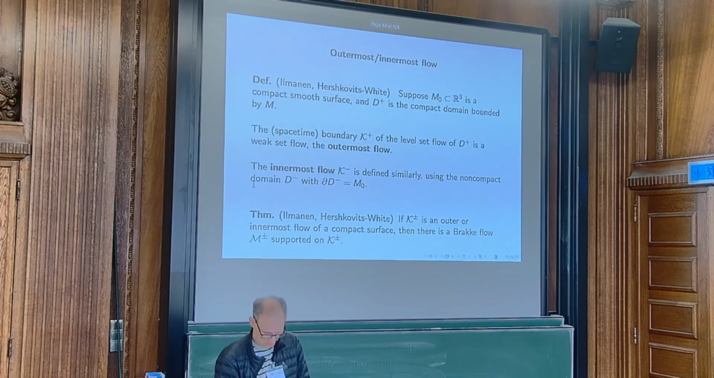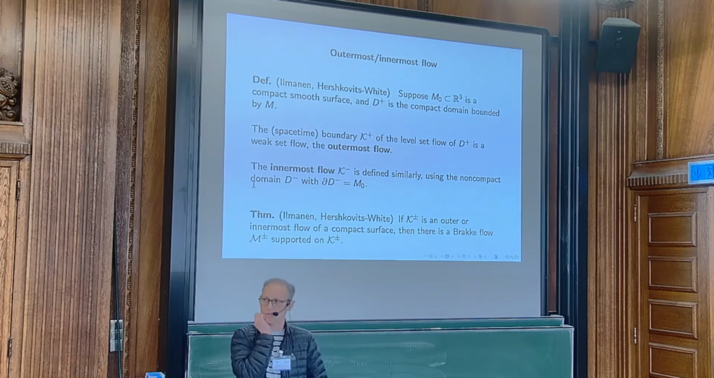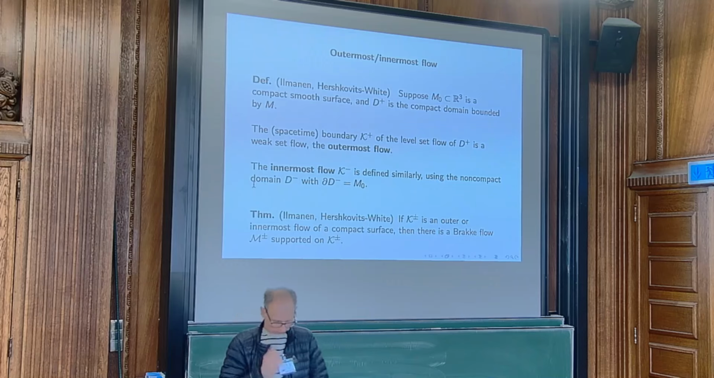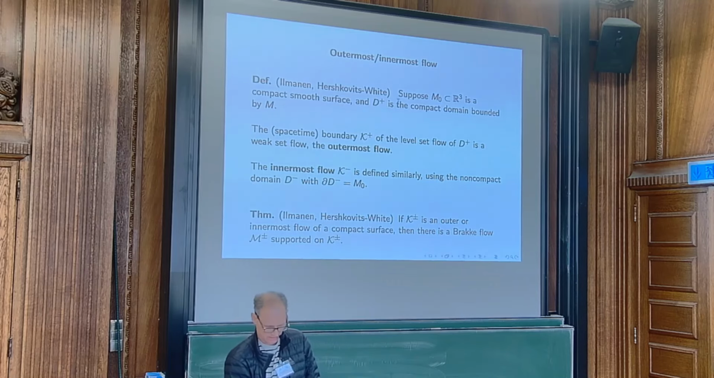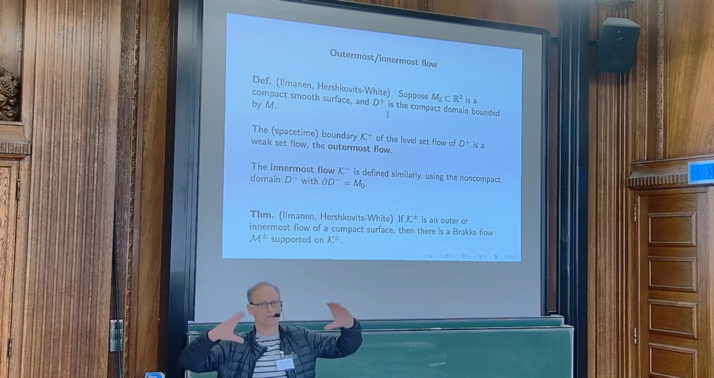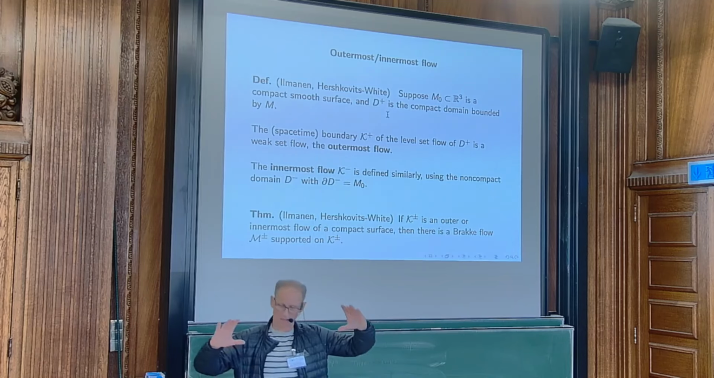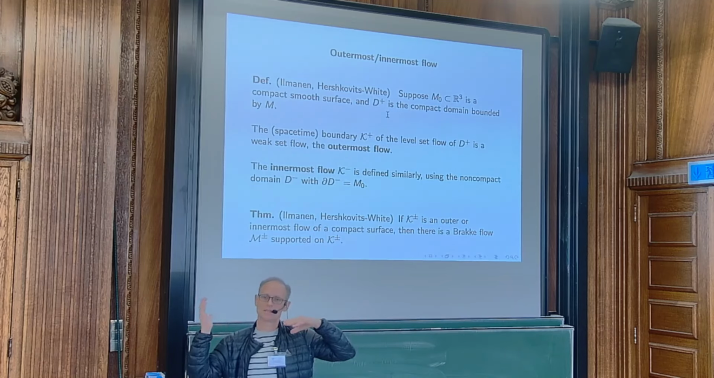Okay, I'm going to skip this. So there was a hybrid notion with some nice features I just want to mention. Ilmanen and Hershkovits-White did the following. You give yourself M0, a compact smooth surface, and then let D plus be the compact domain bounded by this compact smooth surface that you get from Jordan separation. Then you can look at the level set flow of this D plus.